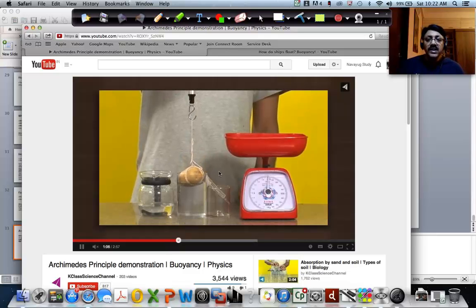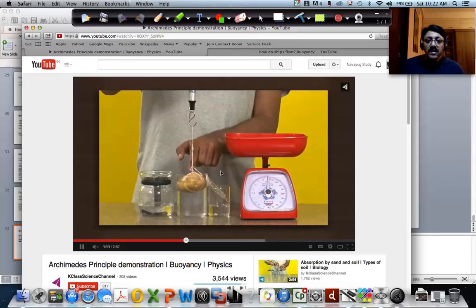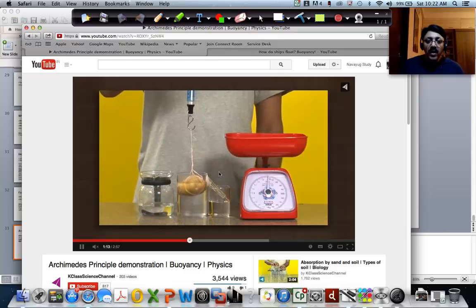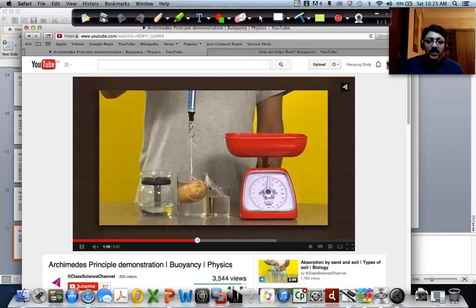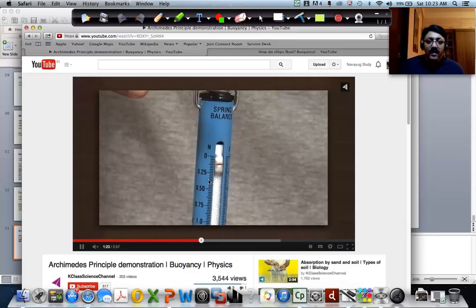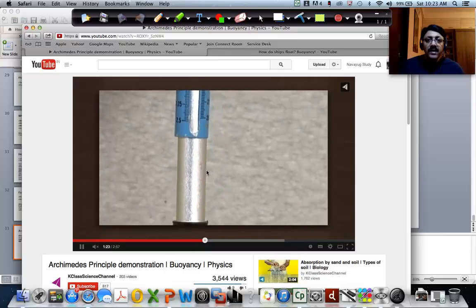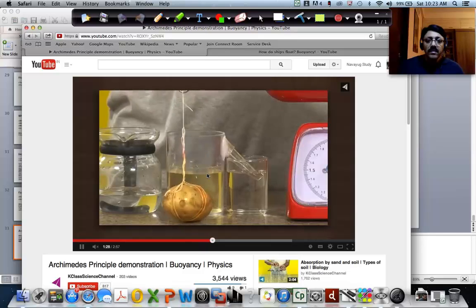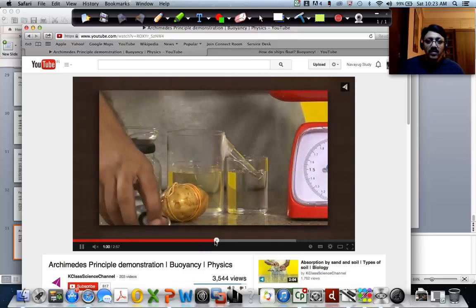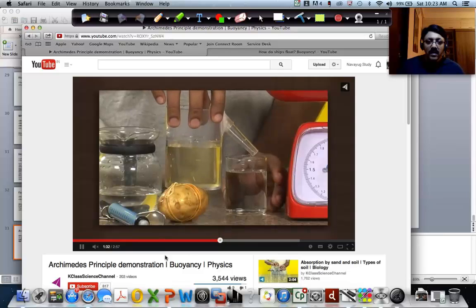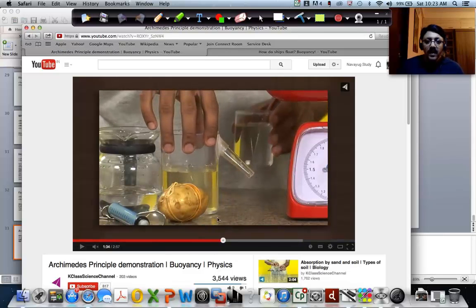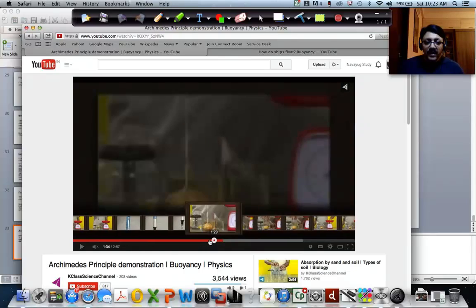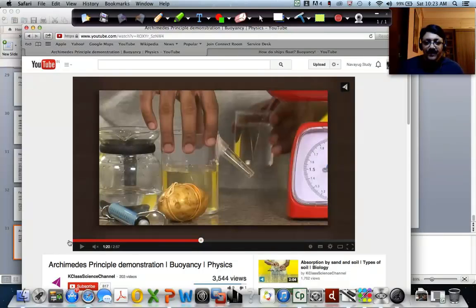Now he's immersing, and as he immerses, what is happening? As he immerses that body, which I think is a potato, it is displacing water, right? It is displacing water, and you can see now what has happened to the weight. I don't know, I think he didn't show it properly. So he should have waited a little bit. Anyway, let us see once again.